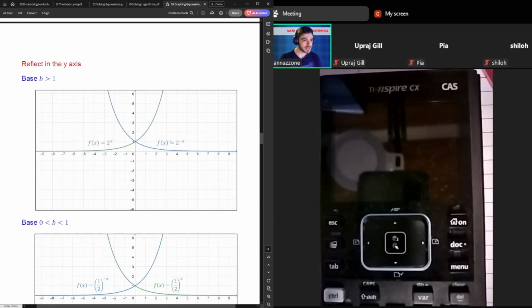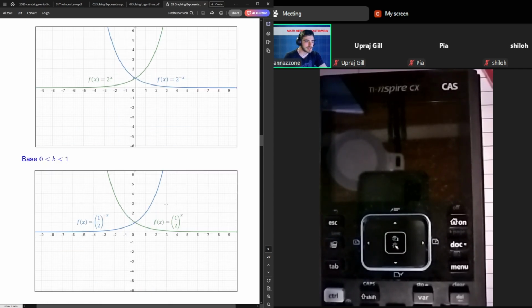Reflection in the y is when you have a negative sign on the x specifically. So again, 2 to the power of x normally points to the right. Reflecting in the y now causes it to point to the left. Whereas if your base is between 0 and 1, it's going to point to the left normally, and the reflection will now cause it to point to the right.